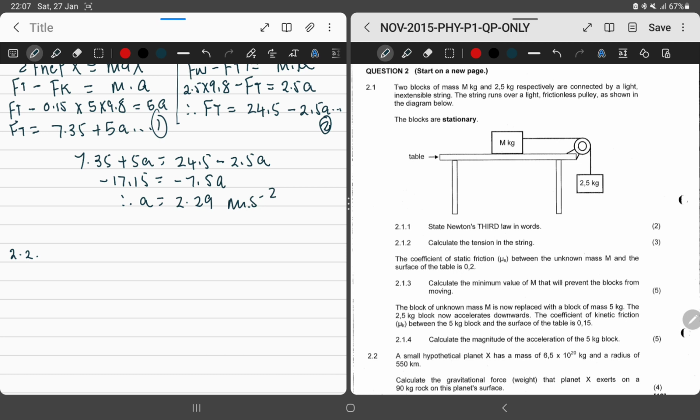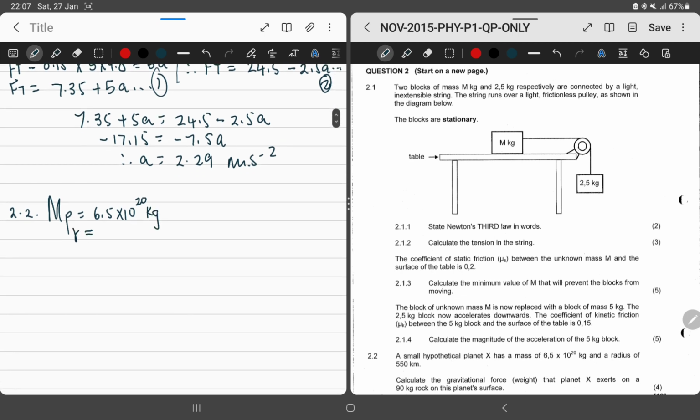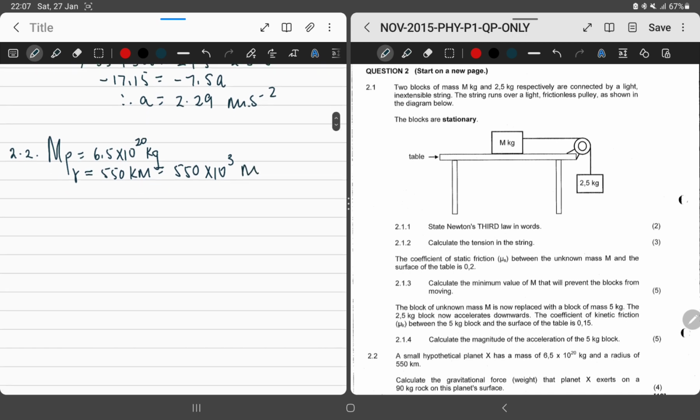2.2. A small hypothetical planet X has a mass of 6.5 times 10 to the exponent of 20 kilograms and a radius of 550 kilometers. This is 550 times 10 to the exponent of 3 meters. Calculate the gravitational force of weight that planet X exerts on a 90 kilogram block on this planet's surface. The mass of the rock is equal to 90 kilograms.